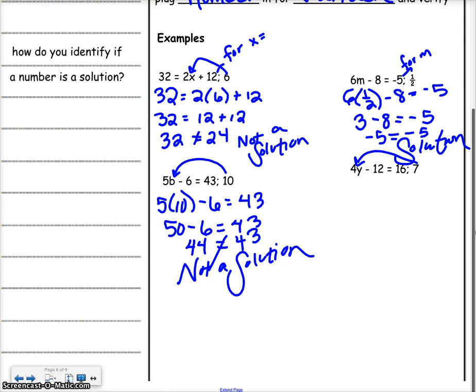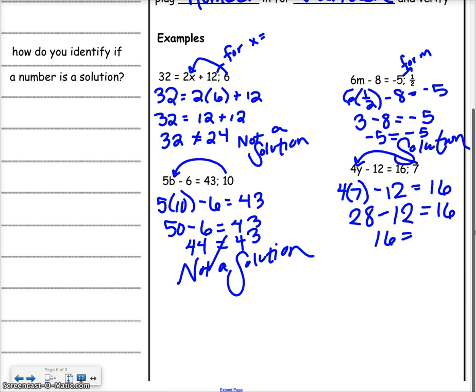Plug your 7 in. Does 4 times 7 minus 12 equal 16? Probably not. Does 28 minus 12 equal 16? Yes. 16 does equal 16. It is a solution. I guess my guessing skills failed me.